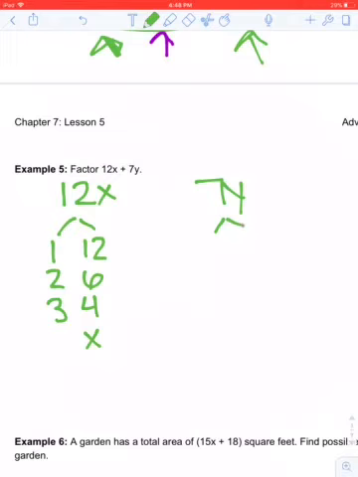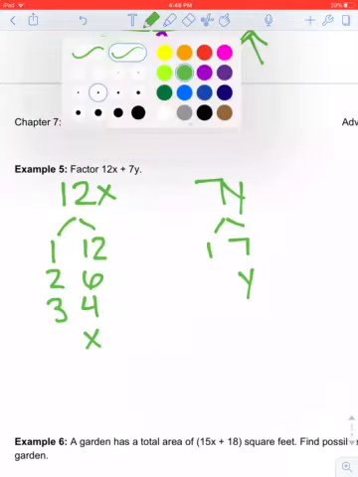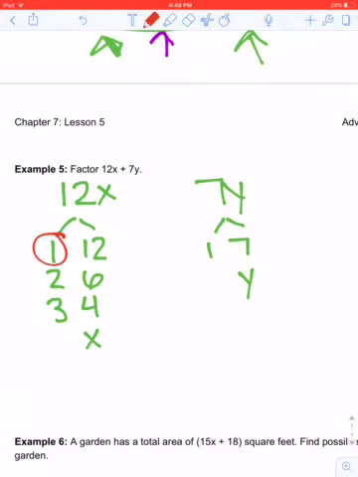Our 7, we have 1 and 7. There's no more factors of 7, and then we have y. If we circle, we can see that the 1's are in common, and that's all they have. Now, if the 1 is all they have in common, this means that there is no factoring. They cannot factor.